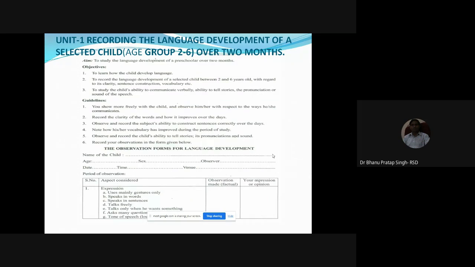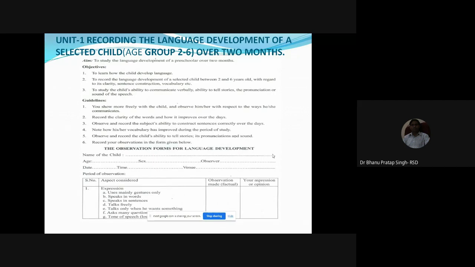What we have to do actually: this is unit number 1, and the case study is recording the language development of a selected child of the age group 2 to 6 years over 2 months. The aim of the study is to study the language development of a preschooler over 2 months. There are certain objectives, and under these objectives you have to do your study.